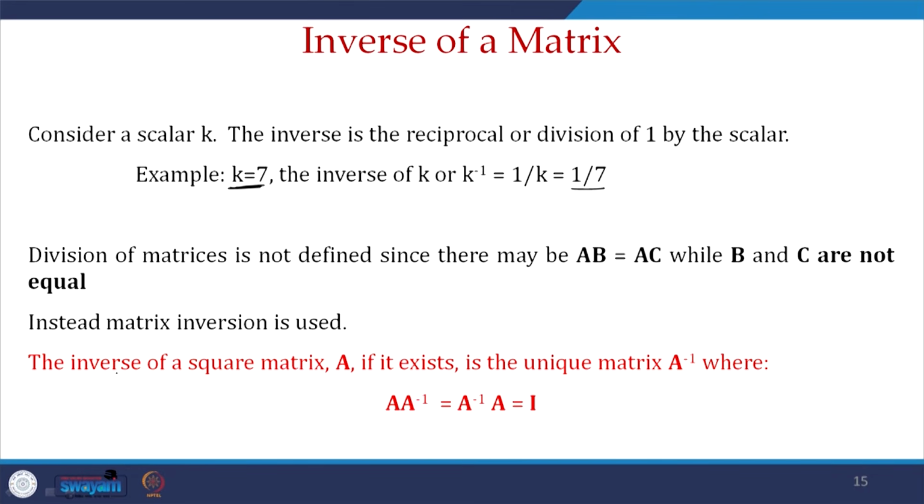Okay. So, the inverse of a square matrix, if it exists, is the unique matrix A inverse, such that A into A inverse equals A inverse into A equals I. So, for every non-singular matrix A, there exists another matrix B, such that A into B equals B into A equals identity matrix of that size. Then we will say B is inverse of A. So, if B is the inverse of A, then A will be the inverse of B.